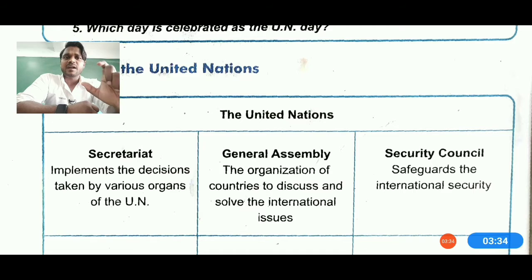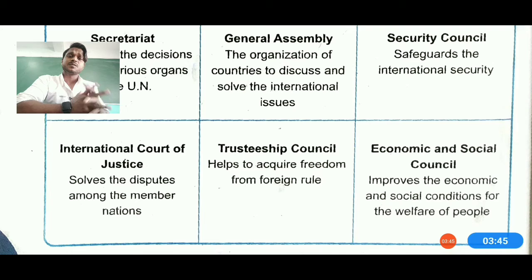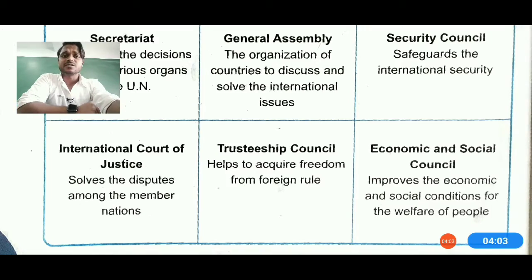See, it is safeguarding international security, related to international trade, commerce and lots of other things too. So this is how the International Court of Justice solves disputes among the member nations. The Trusteeship Council helps to acquire freedom from foreign rule, as well as the Economic and Social Council helps to improve the economic and social conditions and welfare of the people. So this is how the United Nations is working in 3 by 3, 6 total organized groups.